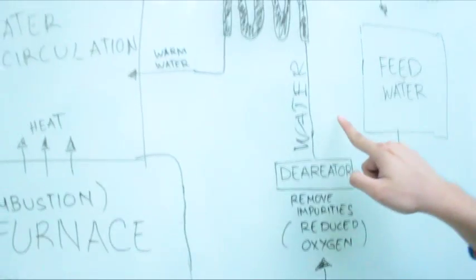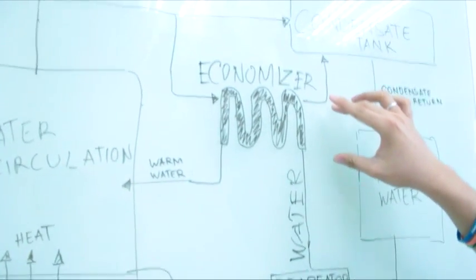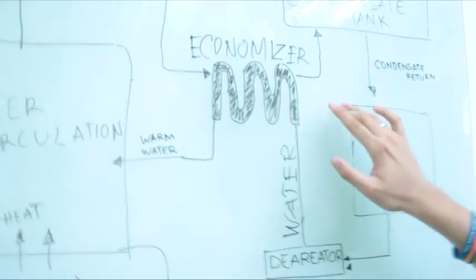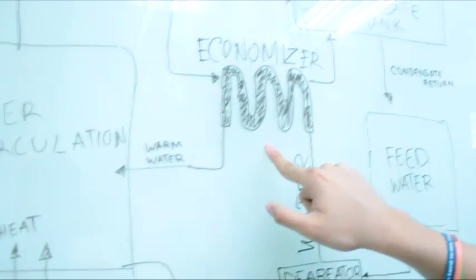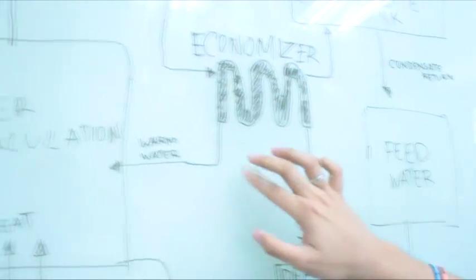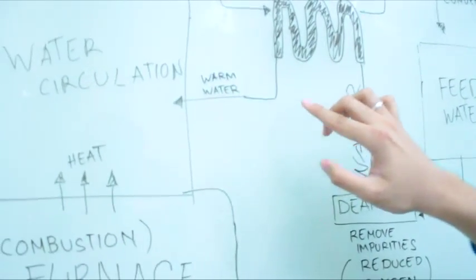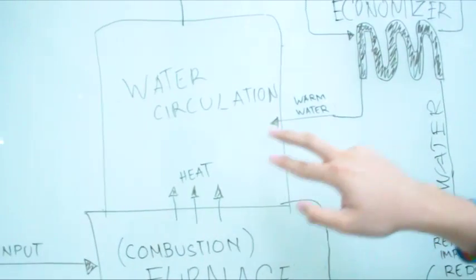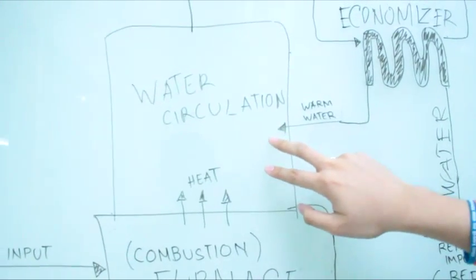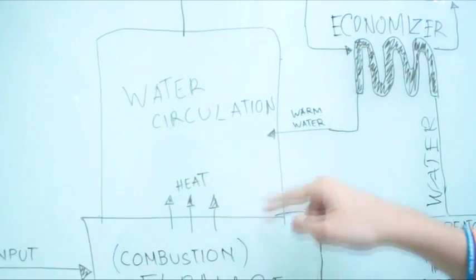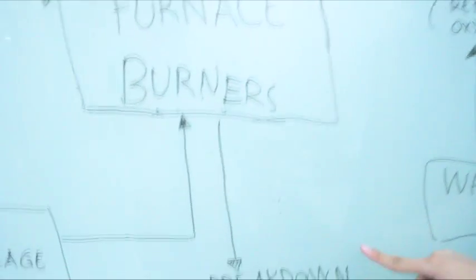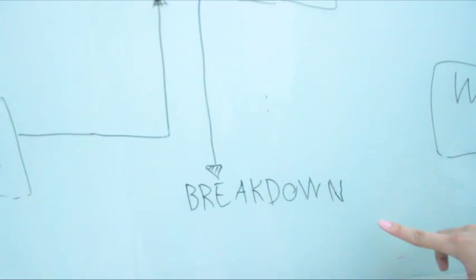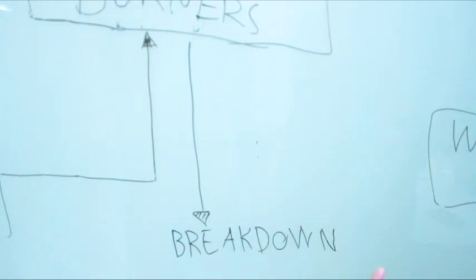Then the water will undergo the economizer, wherein the excess steam or heat is absorbed by the economizer to preheat the water, so less energy will be needed when the water goes to the water circulation again. Then the waste of the water circulation will go down to the break down, like coals and ashes. That's all.